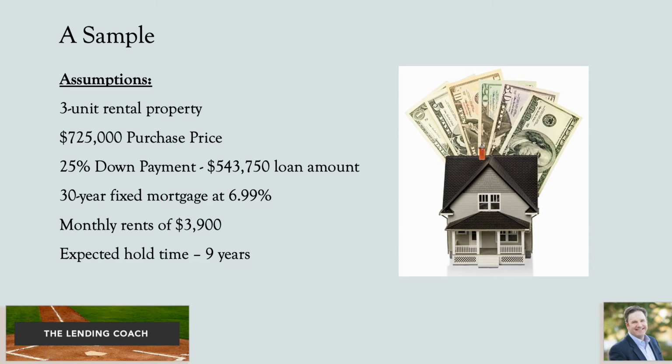And for our analysis in this particular case, the assumptions are as follows. It's going to be a 3-unit rental property, a $725,000 purchase price with a 25% down payment. It's going to be a 30-year fixed mortgage at 6.99%. We're going to expect monthly rents of $3,900 a month, and the expected hold time for this client is 9 years.